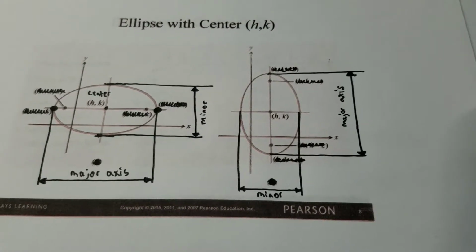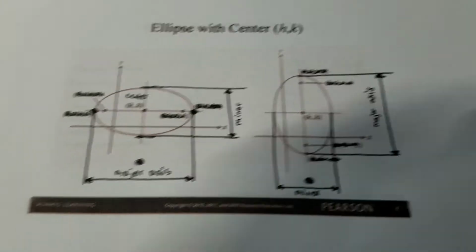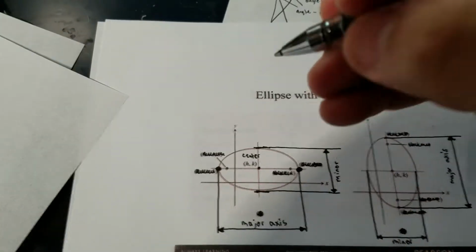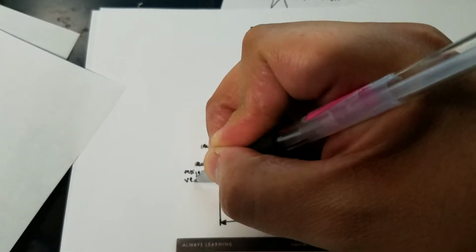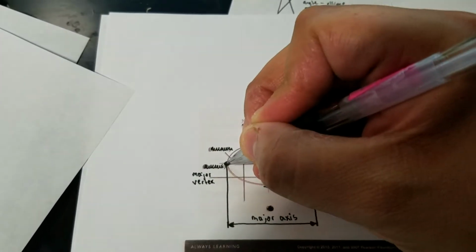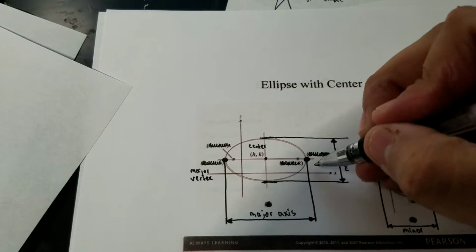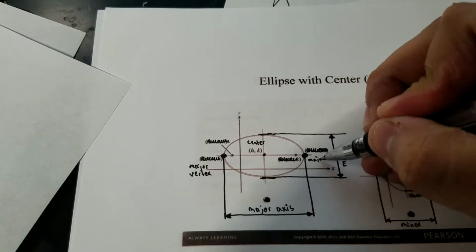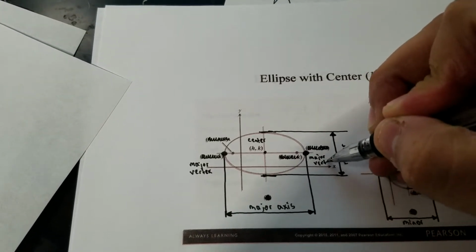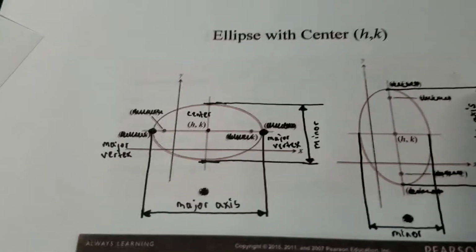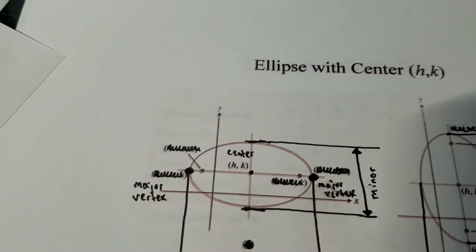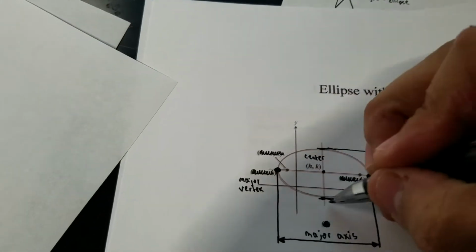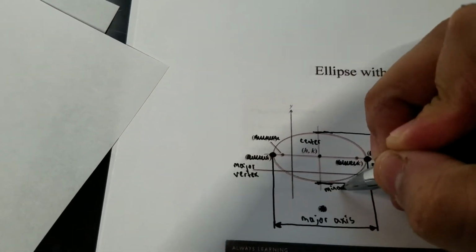Okay. Now there's a couple of other important things here. This right here is going to be called the major vertex, and you're going to have two. One on this side of the center and one on the other side. So two major vertices. Okay. Like I said, one on either side. Right here. And over here, this would be the minor vertex.